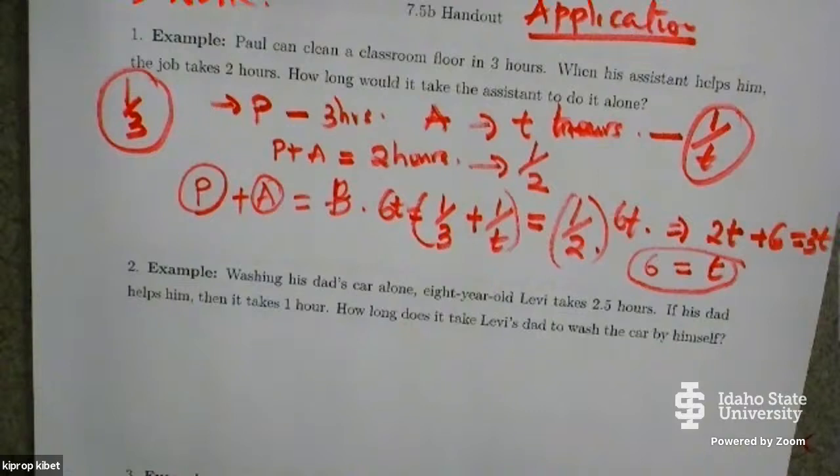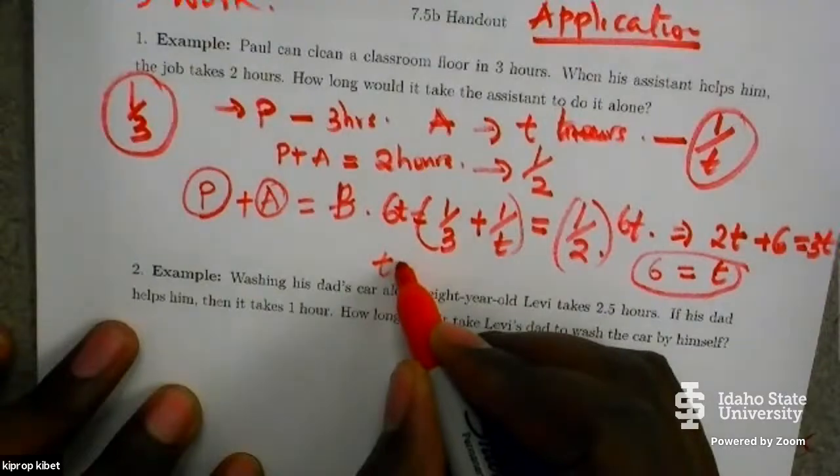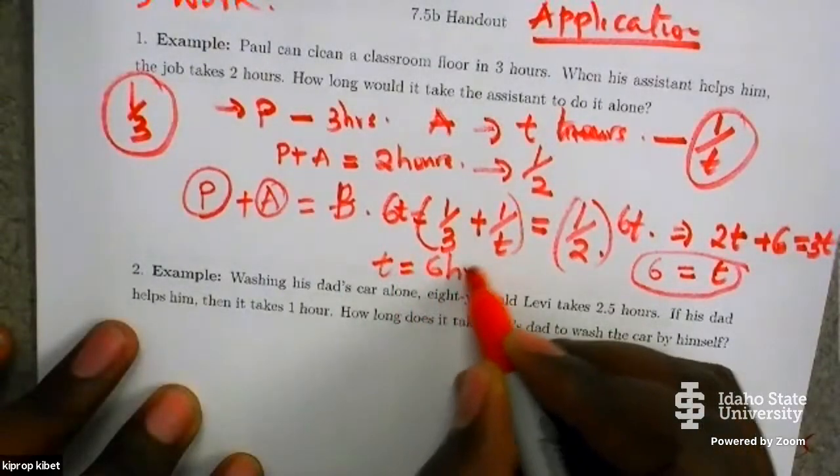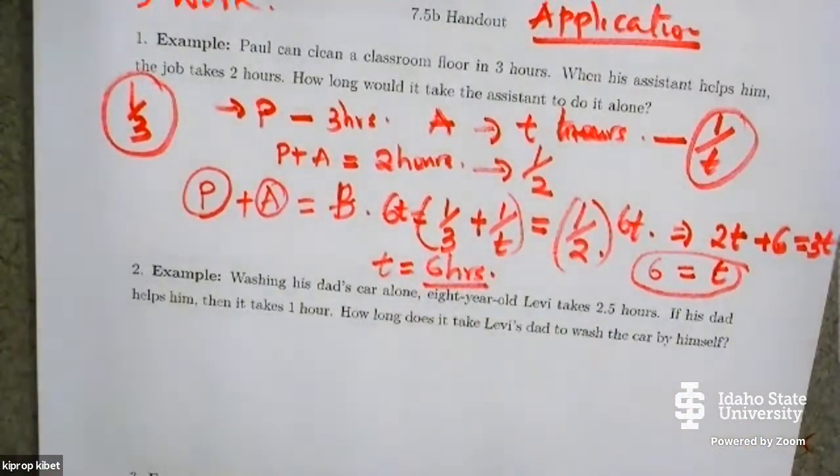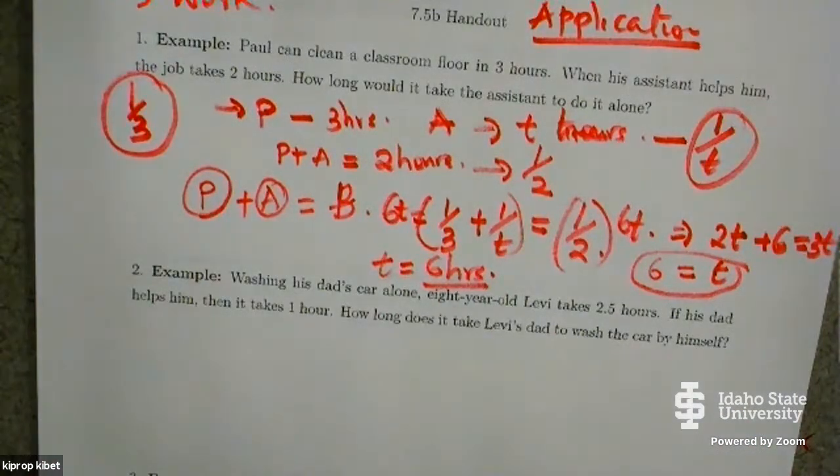So basically, the assistant will do the job in 6 hours. So t equals 6 hours. So the assistant will do the job alone in 6 hours. Is that okay? All right.